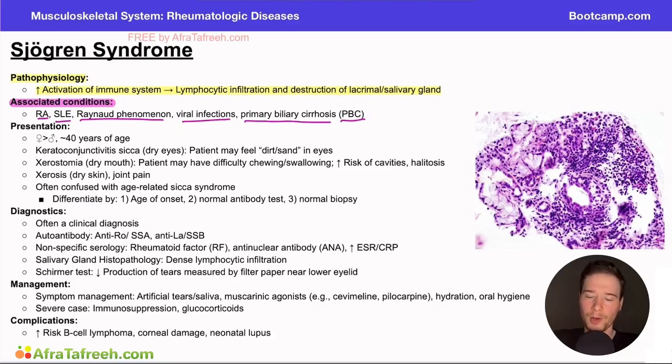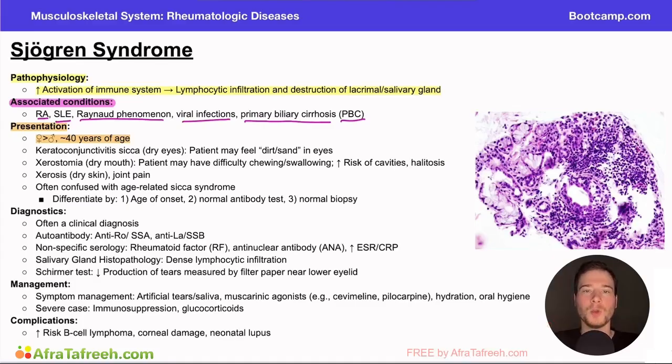Now, when we think about our presentation here, this condition is more common in women, like a lot of other autoimmune conditions as well, and we're thinking about approximately the 40-ish age range here. That's not a hard rule. The question can ask you about a 27-year-old patient. They could ask you about a 57-year-old patient. But in general, we're kind of thinking about this age range with this particular condition.